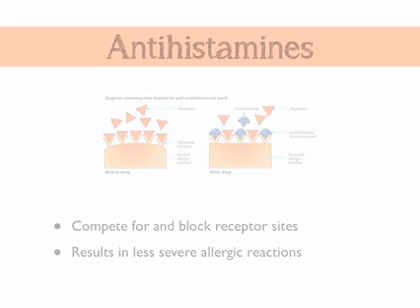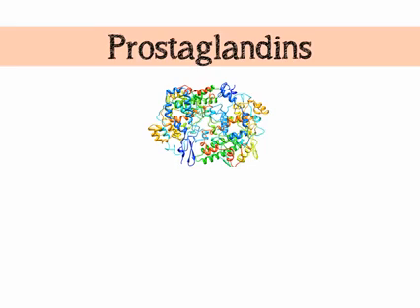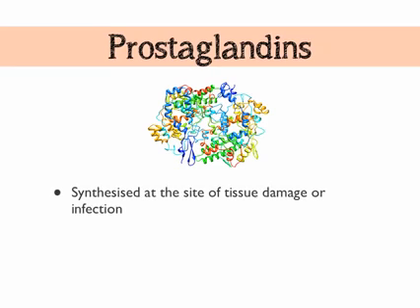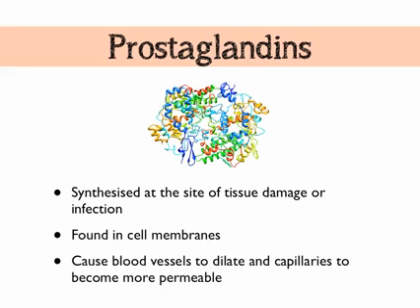Let's have a look at prostaglandins next. So very confusingly, this diagram isn't a prostaglandin. This is the enzyme cyclooxygenase that can produce some prostaglandins. And prostaglandins are synthesized at the site of tissue damage or infection. And we find them in cell membranes. And just like histamines, they cause blood vessels, that's arterioles, to dilate and capillaries to become more permeable.